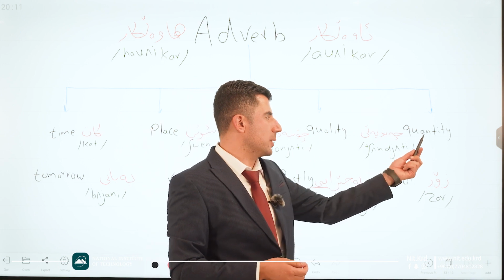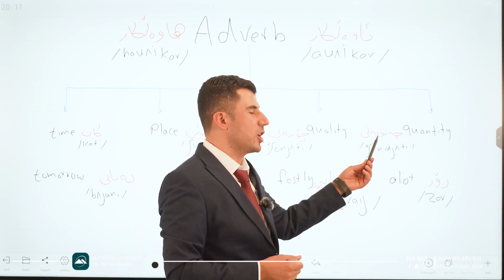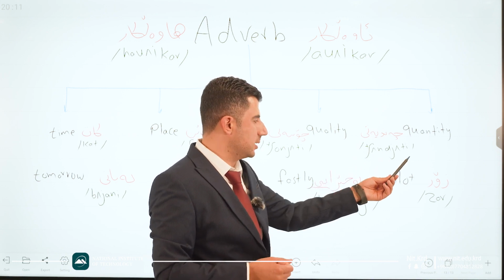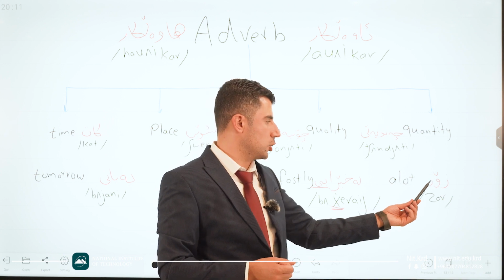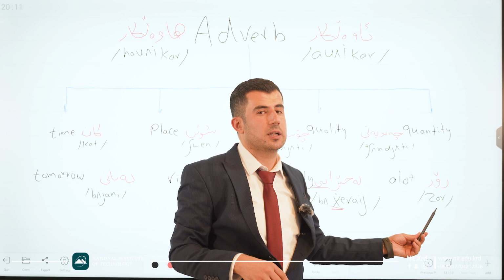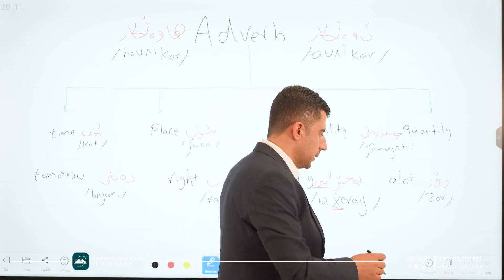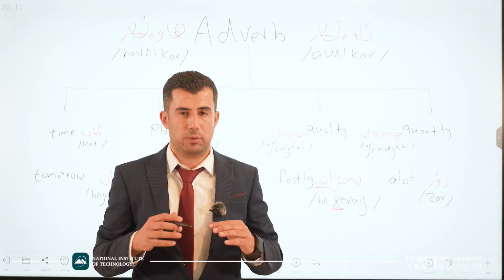The last one, which is quantity. In Kurdish language, we say chandiyeti. We have a lot in English. In Kurdish, we say zor. A lot. Good. How do we pronounce it? Like here. Zor. Good. Let me give you some more examples for all of them.